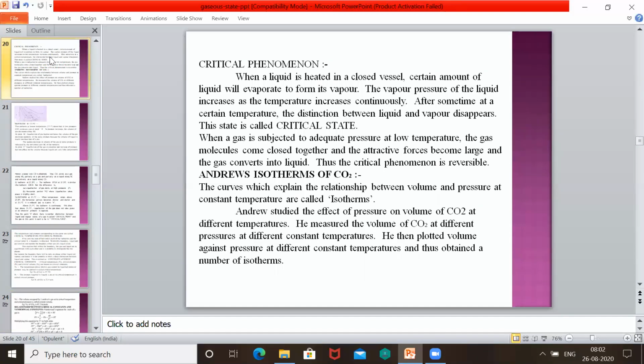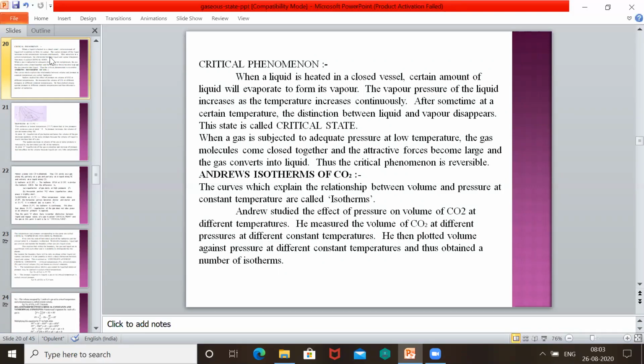To understand this critical state in detail, Andrews plotted isotherms of carbon dioxide. What are isotherms? Iso means same, therm means temperature. The graph drawn between pressure and volume of a gas at constant temperature. The curves which explain the relationship between volume and pressure at constant temperature are called isotherms.